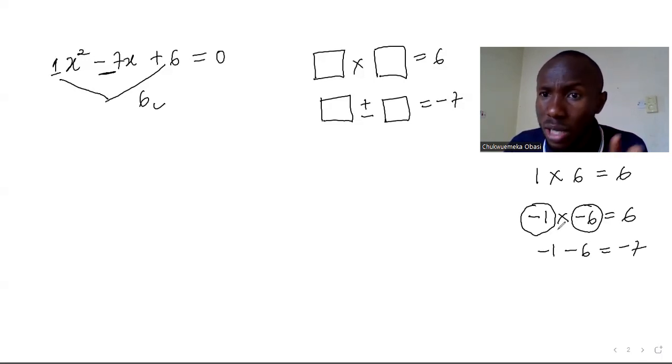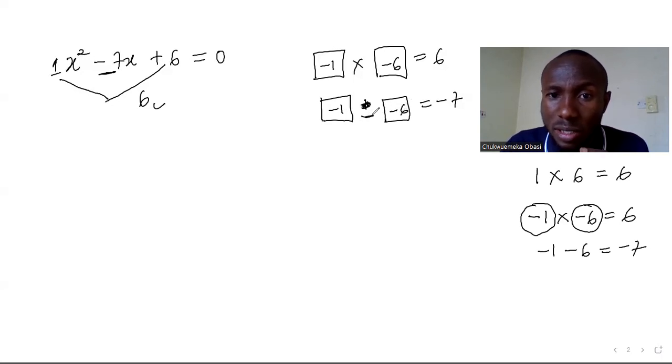Even if you don't get this one, I believe by the second, third, fourth, fifth example, you would have mastered the whole act of getting these two numbers. So the two numbers I'm looking for are minus 1 and minus 6. Here is minus 1, and here will be minus 6, because minus plus is still minus, right? And you see it works.